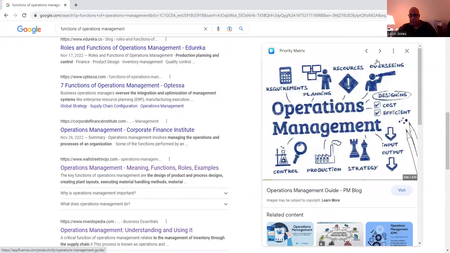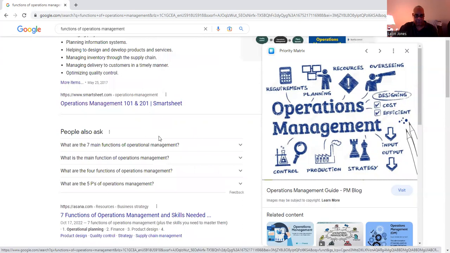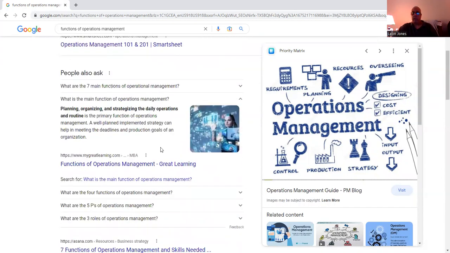Here's another chart. Bring my picture over here. This is everything that's within project management. So again, when we deal with project management, the main function of project management is planning, organizing, and strategically designing daily operations and routine. That is the primary function of operations management. A well-planned, implemented strategy can help in meeting deadlines, production goals of an organization. Again, planning, organization, and strategizing the daily operations and routine. That is it in layman's terms. That is the primary function of operations management.